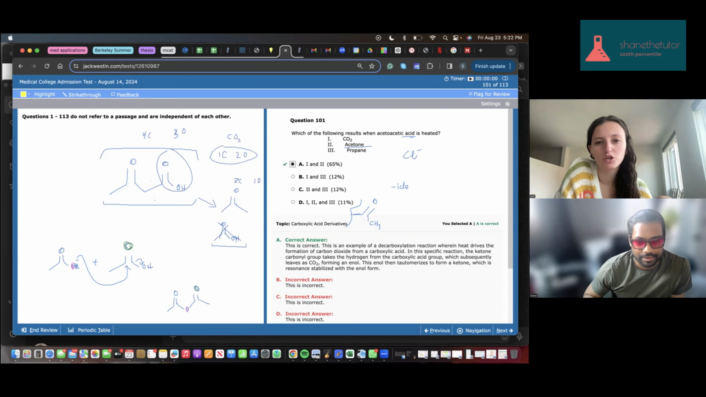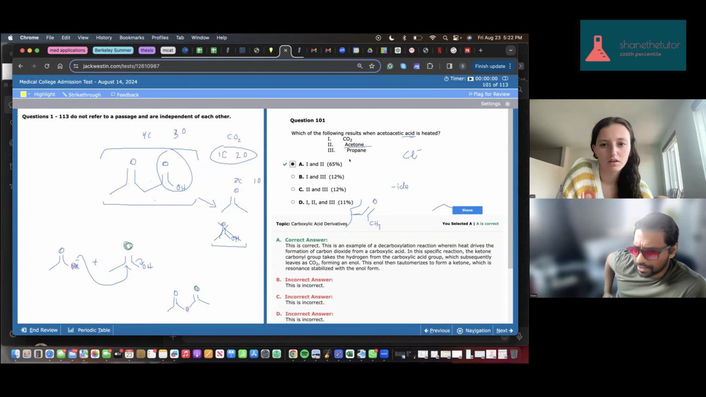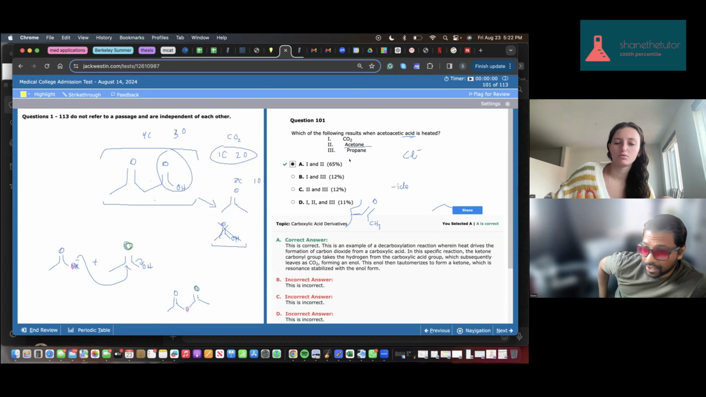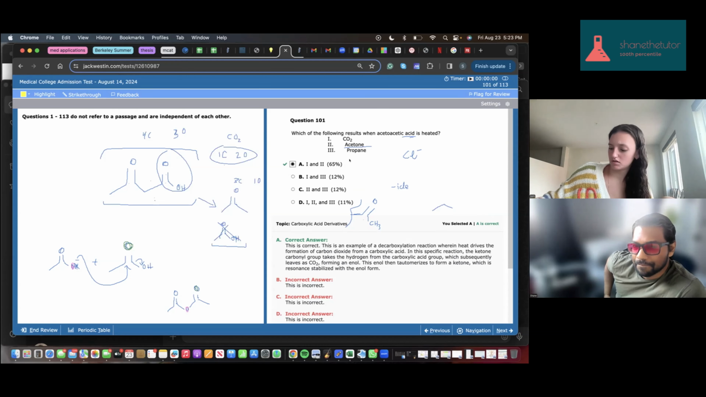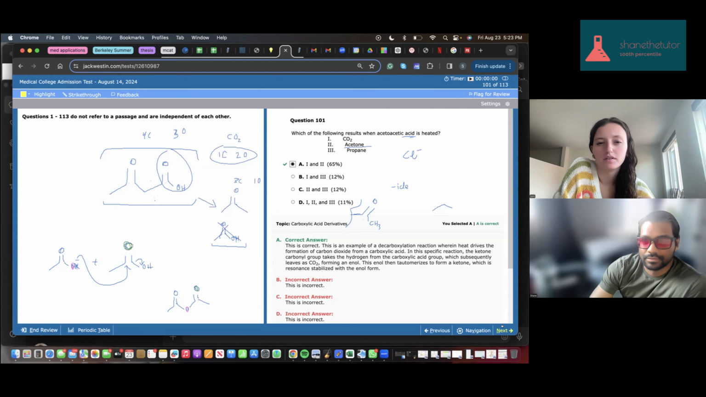So even without knowing what happens when the reaction is heated, we know that propane would not be involved in this in any scenario, because propane would just be 3 carbons, right?